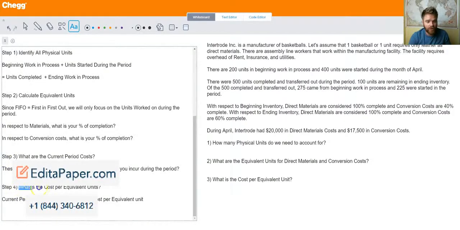And then step 4, what is your cost per equivalent unit? Take your current period costs and divide by equivalent units, and that equals cost per equivalent unit. Now once again, these 4 steps will make a lot more sense when we do a problem. So let's go ahead and take a look here.